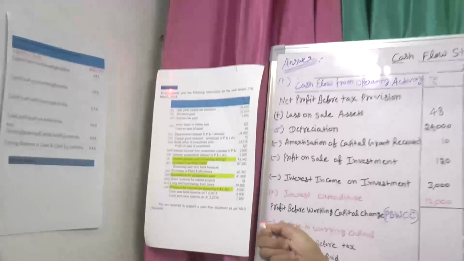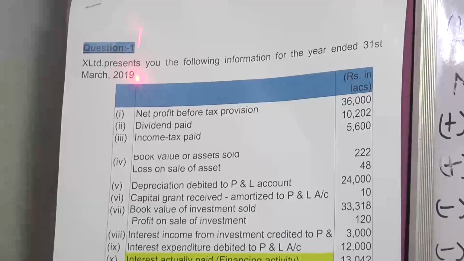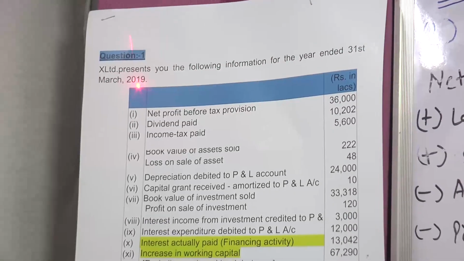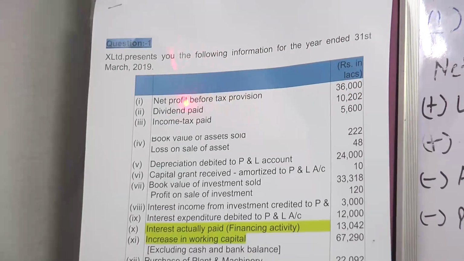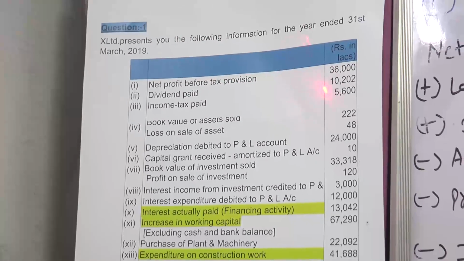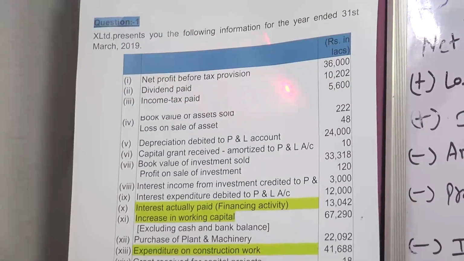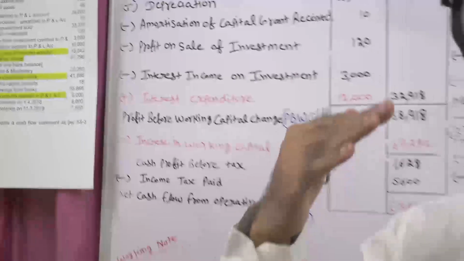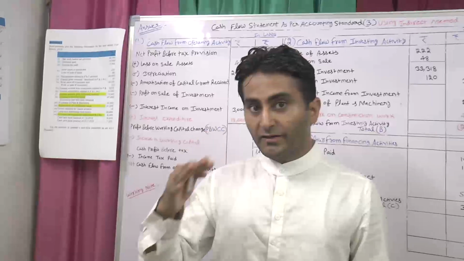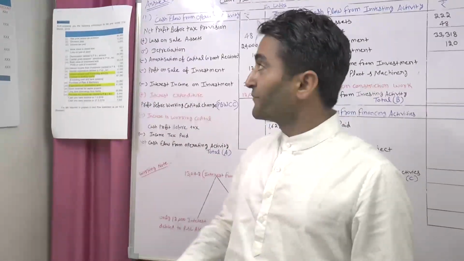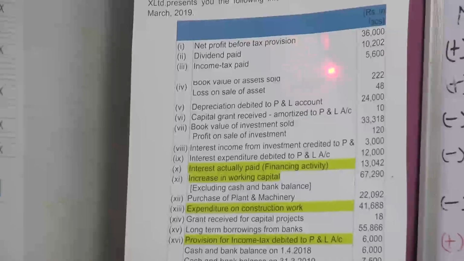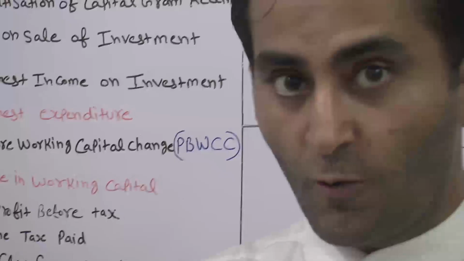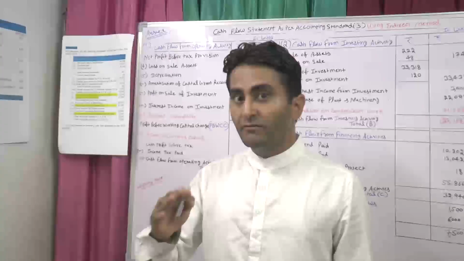Question number 1. X Limited presents you the following information for the year ended 31st March 2019. Rupees in lakhs. Net profit before tax provision 36,000. Dividend paid 10,202. Dividend paid is an item of financing activities, so it will be deducted from there. Next is income tax paid 5,600. Income tax paid will come at the end of operating activity and it will be deducted from there.